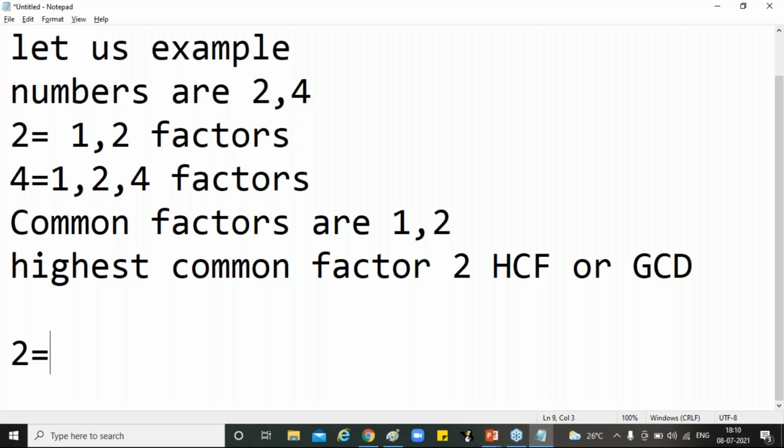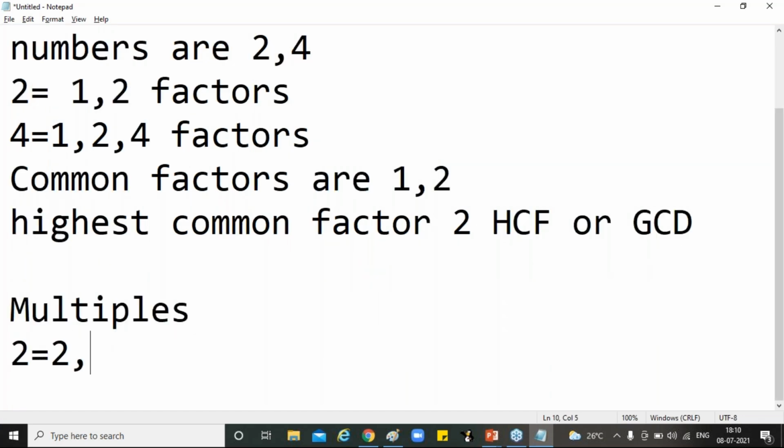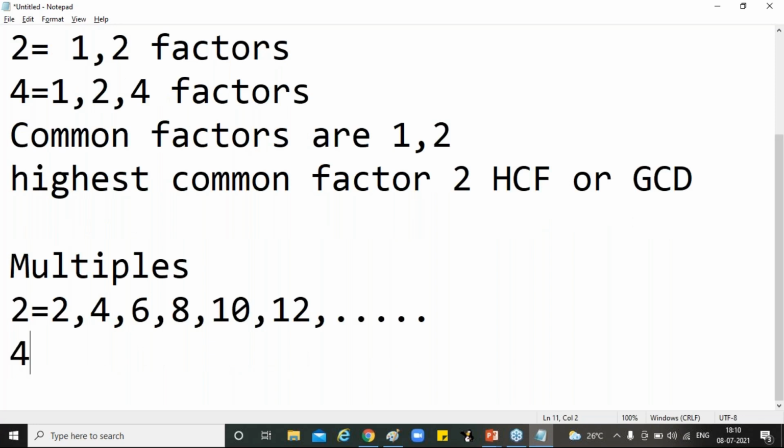Similarly, now the multiples. For 2, the multiples: 2 is one multiple, 4 is one more multiple, 6 is a multiple, 8 is a multiple, 10 is a multiple, 12 is a multiple, and so on. All these are the multiples of 2. For 4, the multiples are 4, 8, 12, and so on. Get it, all of you?